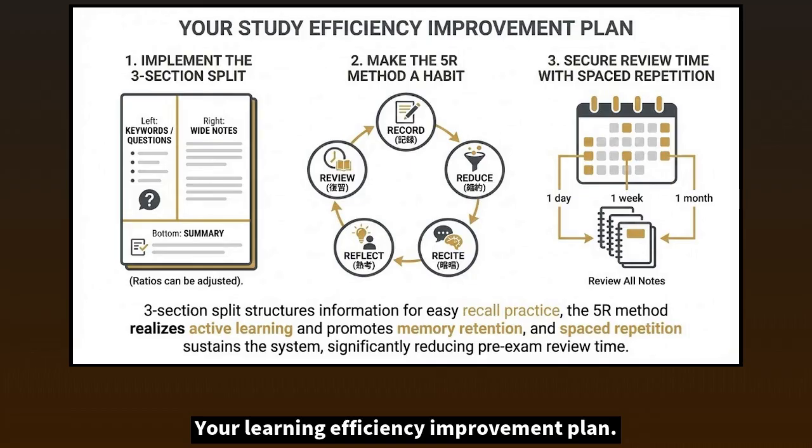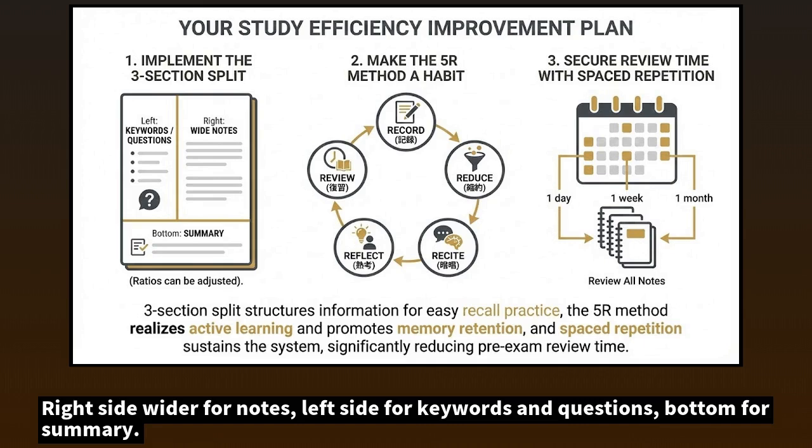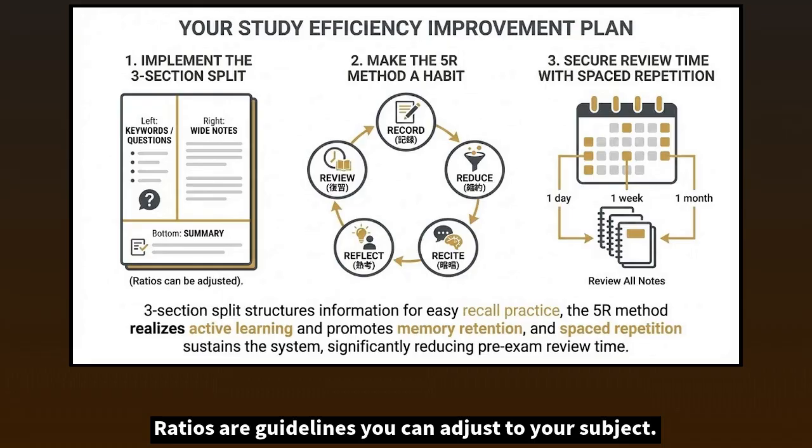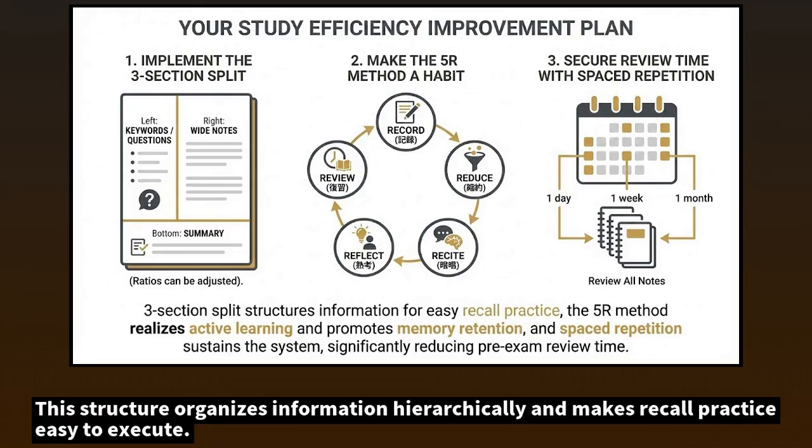Your Learning Efficiency Improvement Plan. First, implement the 3-section division. Right side wider for notes, left side for keywords and questions, bottom for summary. Ratios are guidelines you can adjust to your subject. This structure organizes information hierarchically and makes recall practice easy to execute.